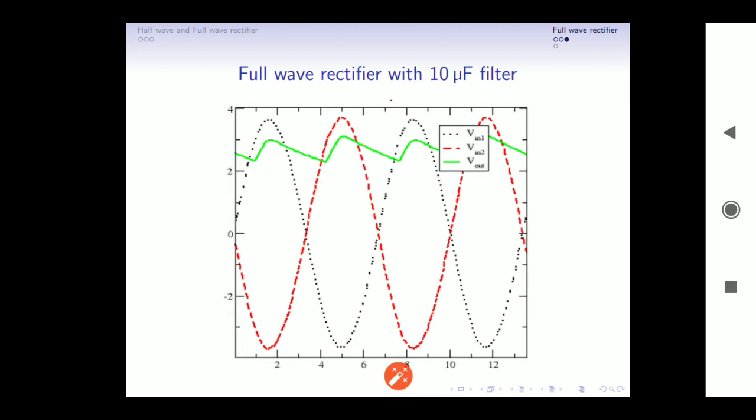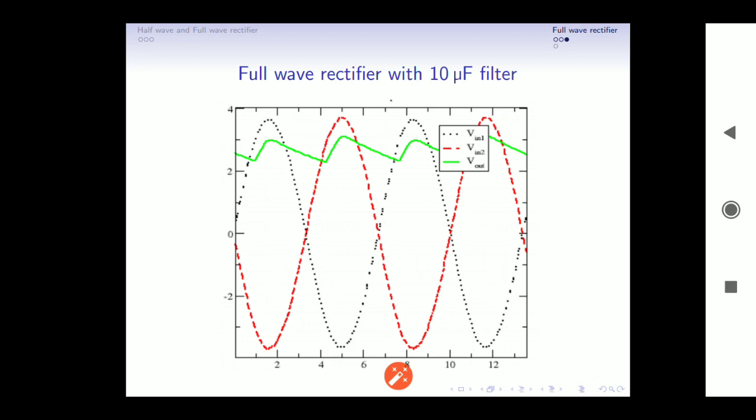This is the full wave rectifier with a 10 microfarad filter. Earlier, for the half wave rectifier, I showed you one with a 4.7 microfarad filter. For the full wave rectifier, this diagram shows a filter with a 10 microfarad capacitor. You can notice that the ripple decreases with an increase in capacitance value. In effect, that also increases the effective DC of the output. So this is how the full wave rectifier output is measured.